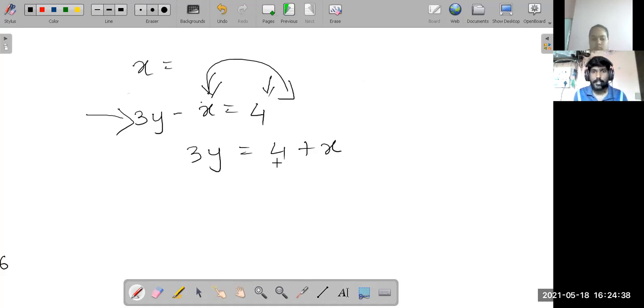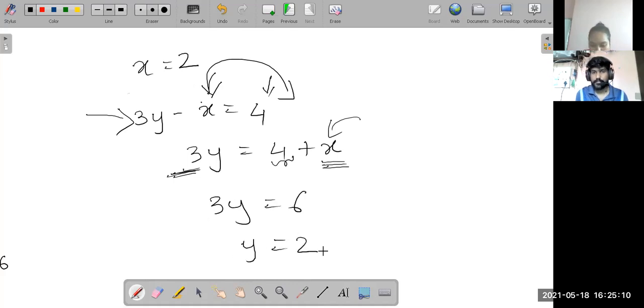Okay, now that means with 4, you have to add such a number that is divisible by 3. So can you tell me any such number that after adding it with 4, you will get a number which you will be able to divide by 3? So you can take 2. Yes, then 4 plus 2 is 6. And 3y equals 6. So y equals 2. So if I take 2 here, 3y will be equal to 6 and y is equal to 2.